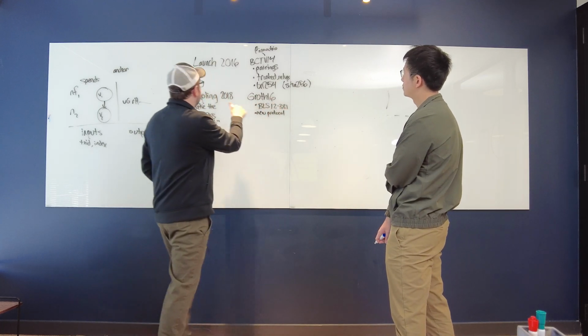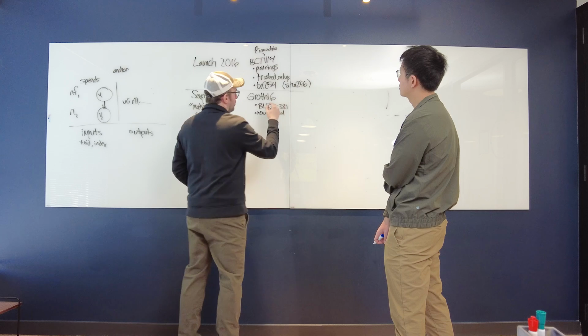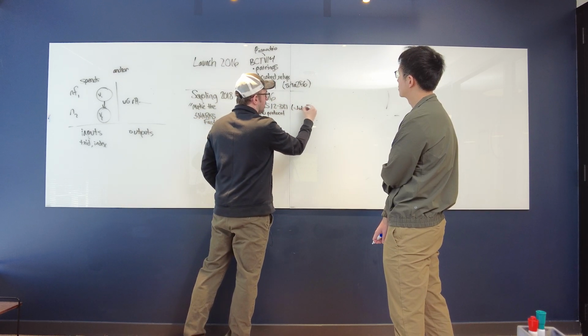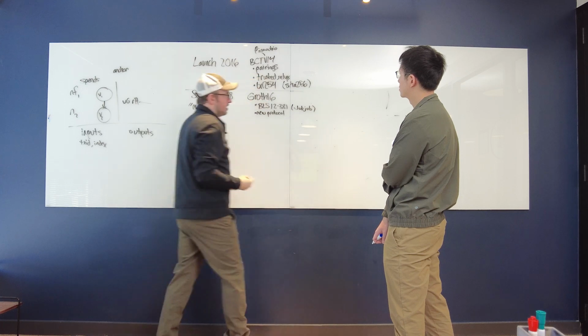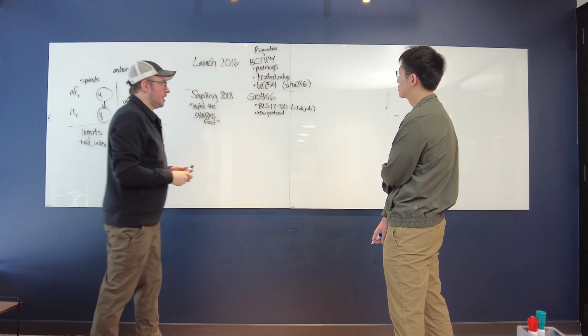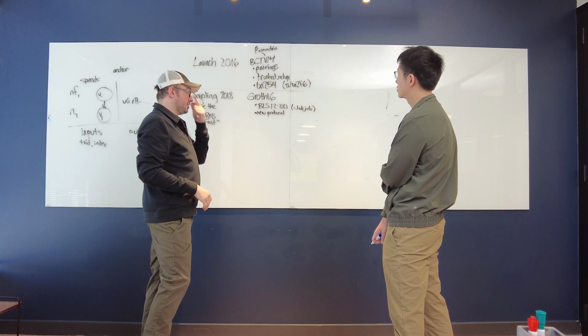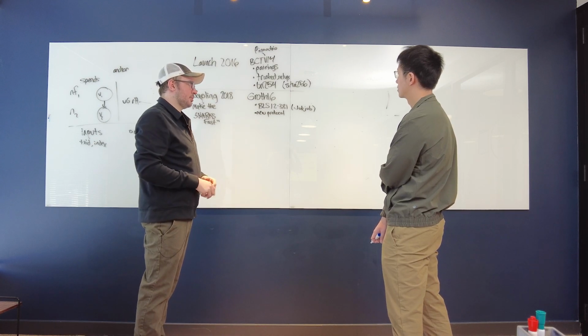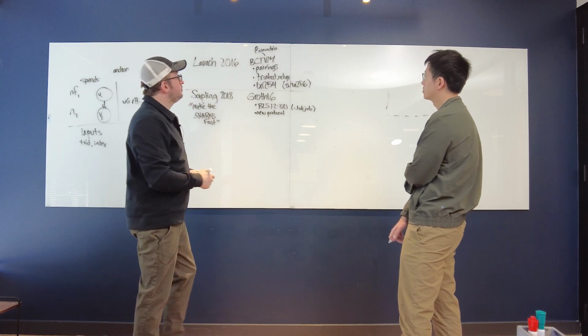When we did Sapling, we used BLS12-381 and we created a curve called Jubjub. It's basically a twisted Edwards curve that we use. It's very similar to Ed25519.